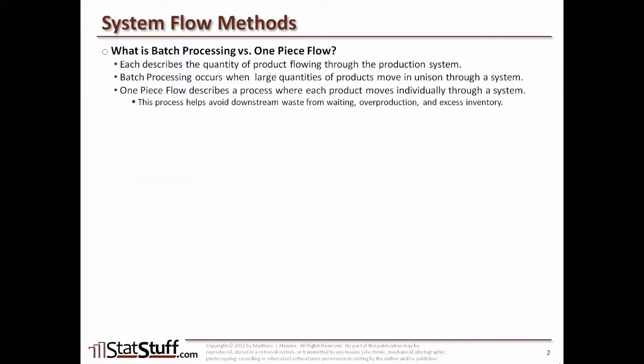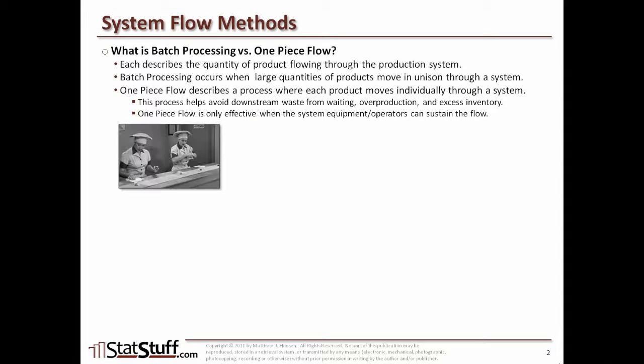And the one-piece flow is a more ideal process in the sense that it helps avoid the downstream waste that usually occurs, like from waiting, overproduction, or excess inventory. But at the same time, one-piece flow is only effective when the system or the equipment or operators can sustain the flow that's set for it. Let me walk you through a more practical example.